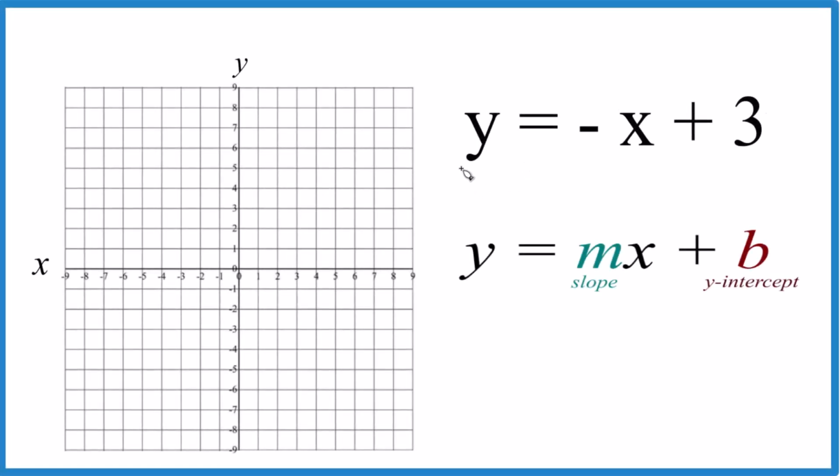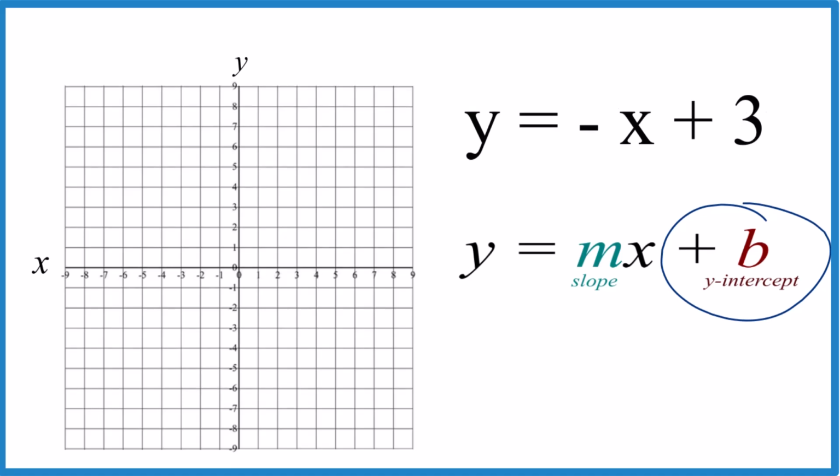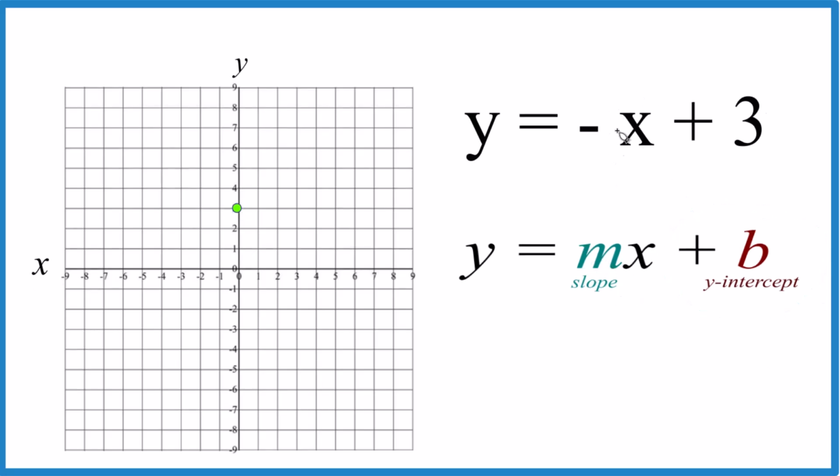So let's graph the linear equation y equals negative x plus 3. We'll use slope-intercept form here to do that. So the y-intercept is that 3 there. So we can go right to that y-axis, go up, there's 3. That's our y-intercept.